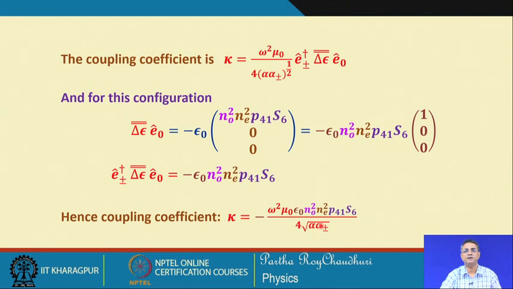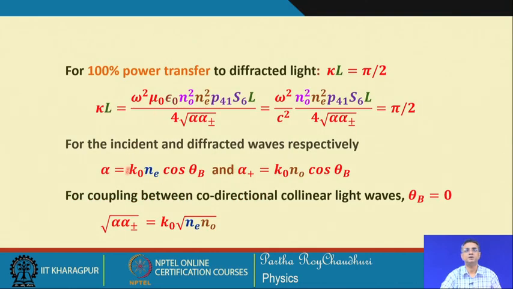For Bragg angle diffraction, this alpha plus and alpha minus will be the same, and we can reduce this to only alpha. Otherwise the incident and diffracted waves are related by this, as we have seen, for this k 0 n e and cosine of b, which is the Bragg angle.